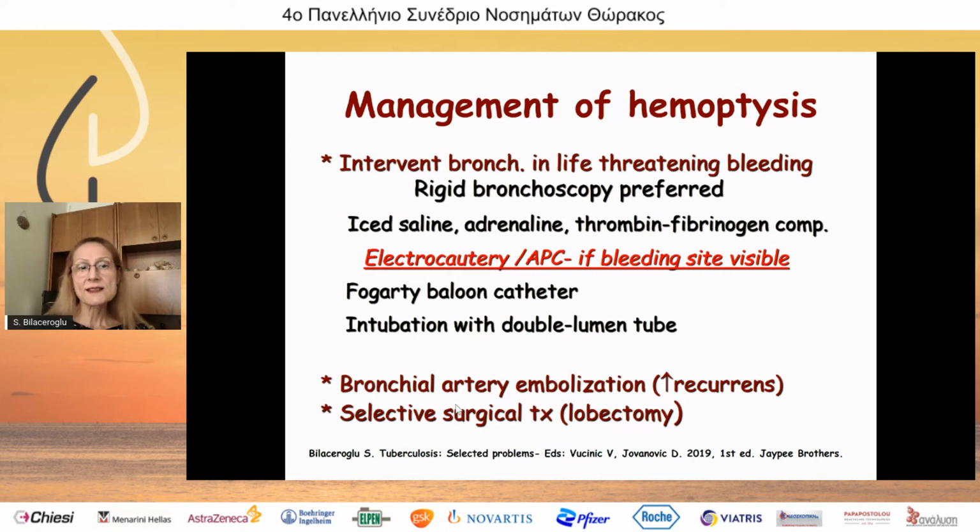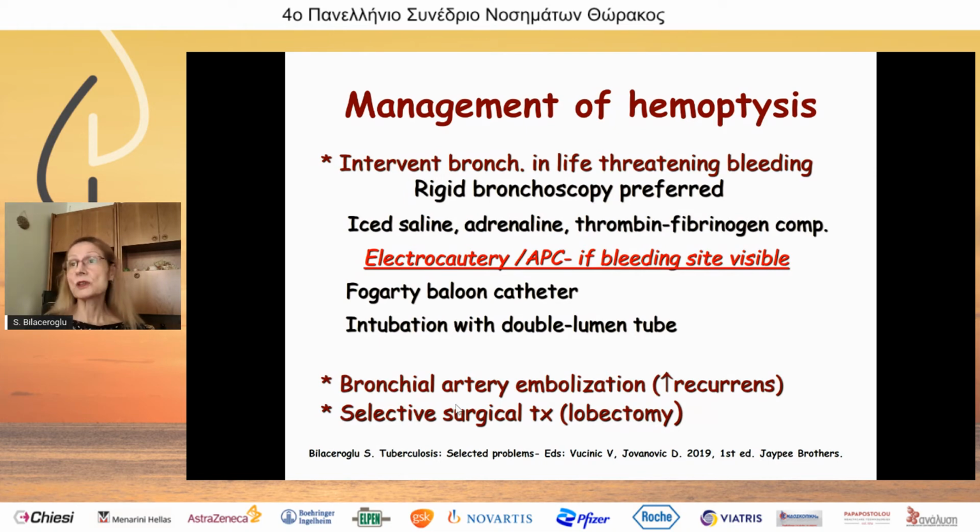Of course, ice, saline, adrenaline, thrombin, fibrinogen components can be used as helping aids. Electrocautery, laser, argon plasma coagulation can be used only if the bleeding site is visible during bronchoscopy. Fogarty balloon catheter can be used to press the visible area, to tamponade the visible area, but also it can be used to block the airway where the hemoptysis is coming from.